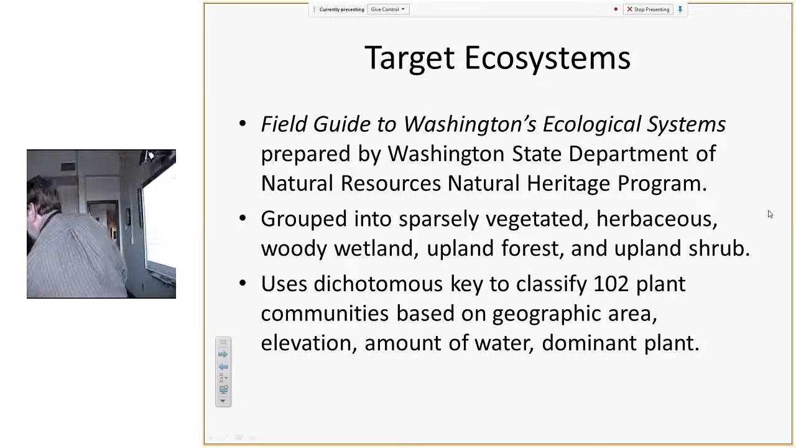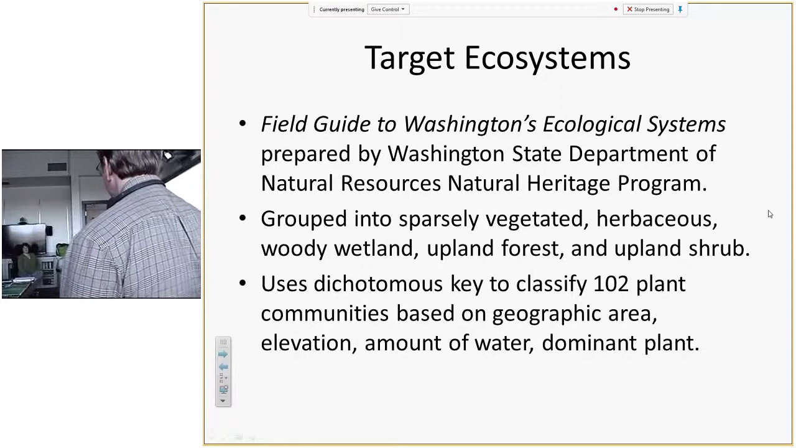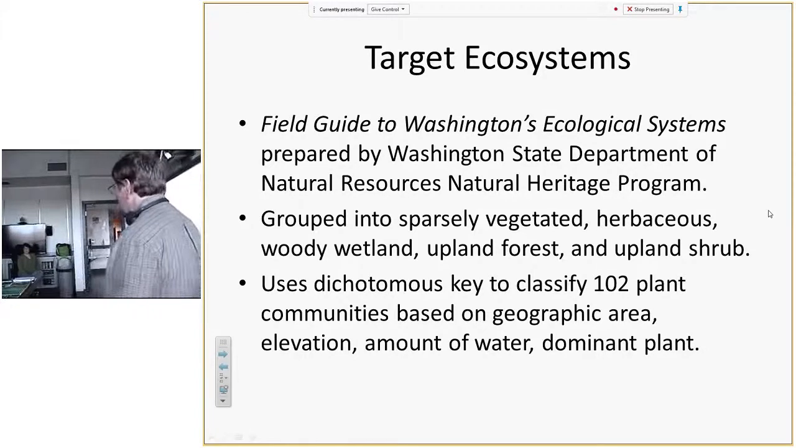Where's that available, the field guide? I'm not sure, but it's on the Department of Natural Resources site. I can include the link to follow up.